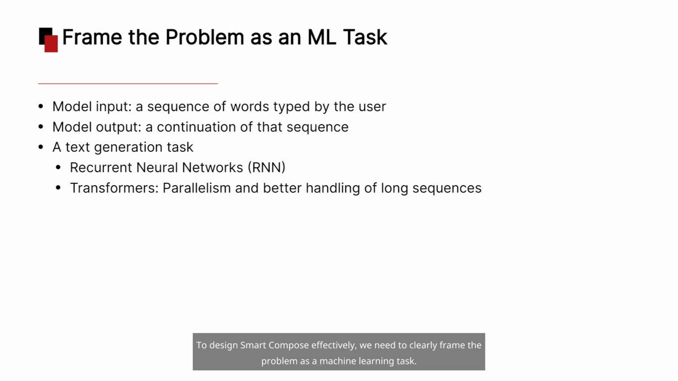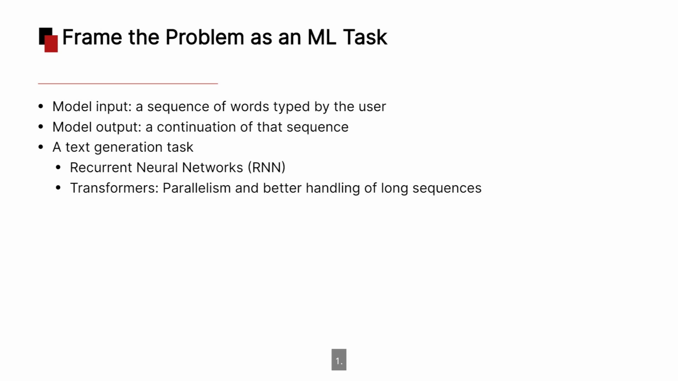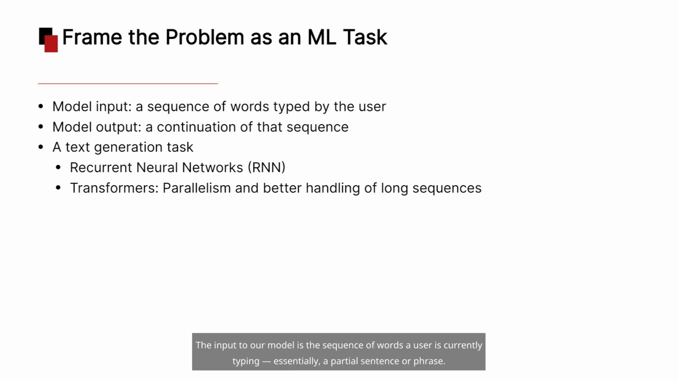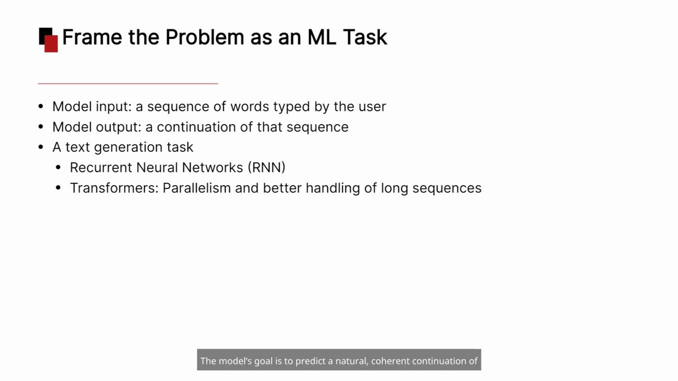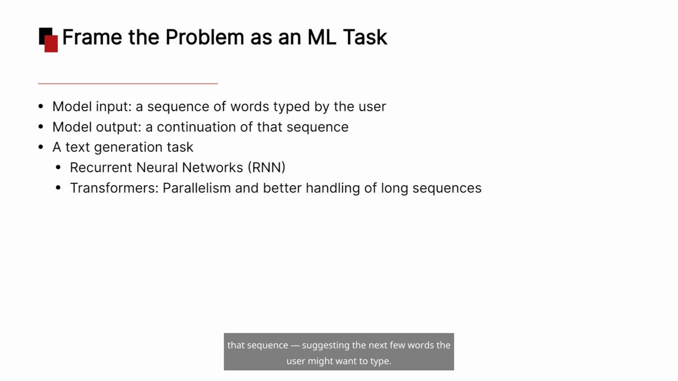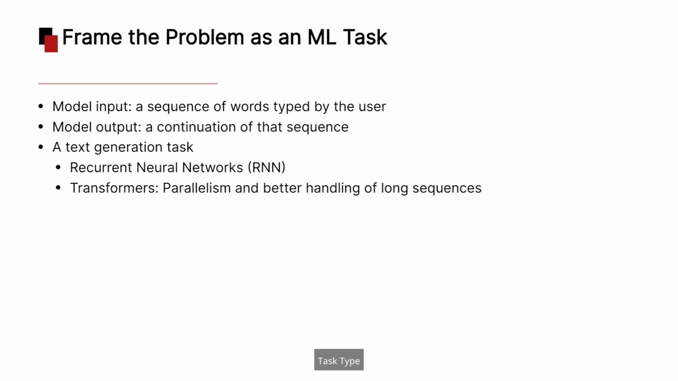To design Smart Compose effectively, we need to clearly frame the problem as a machine learning task. First, model input. The input to our model is the sequence of words a user is currently typing, essentially a partial sentence or phrase. Second, model output. The model's goal is to predict a natural, coherent continuation of that sequence, suggesting the next few words the user might want to type.